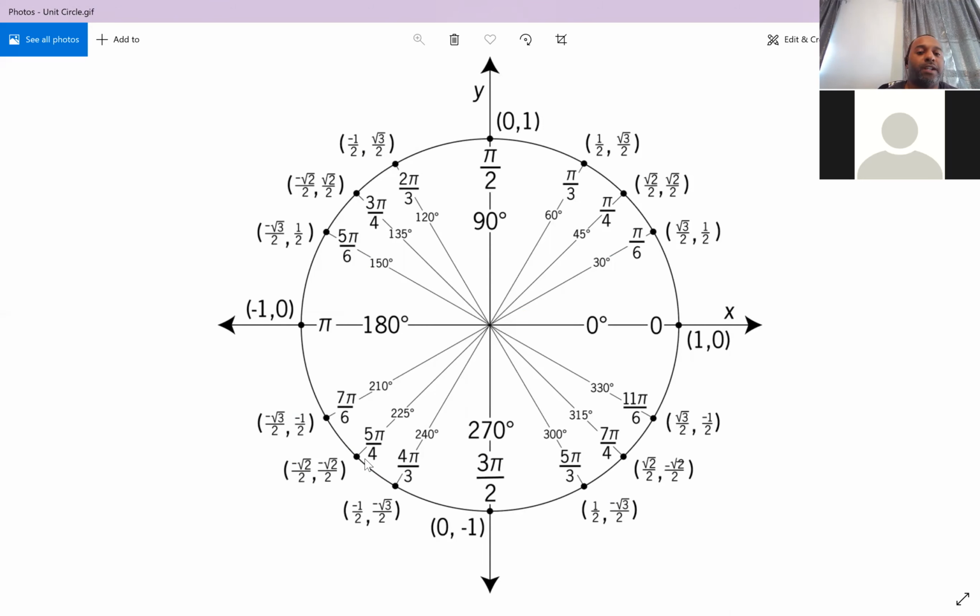So now our reference angle is 60. That's right here, and so the coordinates are going to be 1/2 and square root of 3 over 2. And in that quadrant, we know that X is negative and Y is negative. So you notice right here, 240. That's why our answer would be negative 1/2 and negative square root of 3 over 2.